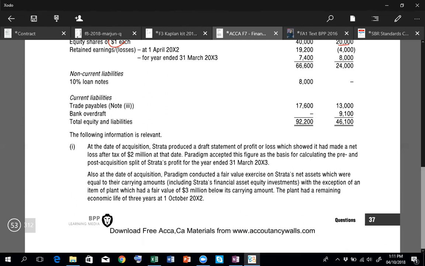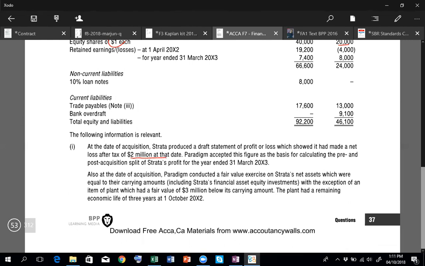Okay, the following information is relevant. At the date of acquisition, Strata produced a draft statement of profit or loss, which showed a net loss of 2 million at that date. This has been given to you in order to calculate the retained earnings at acquisition.